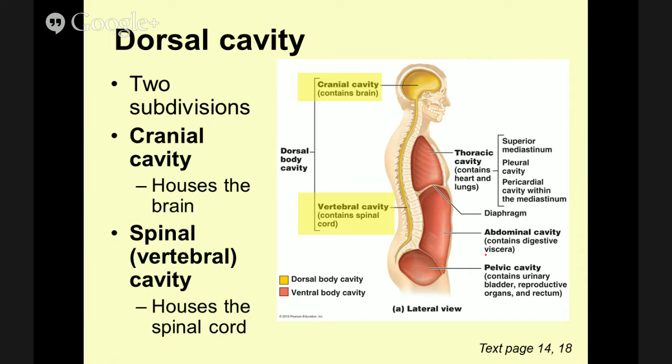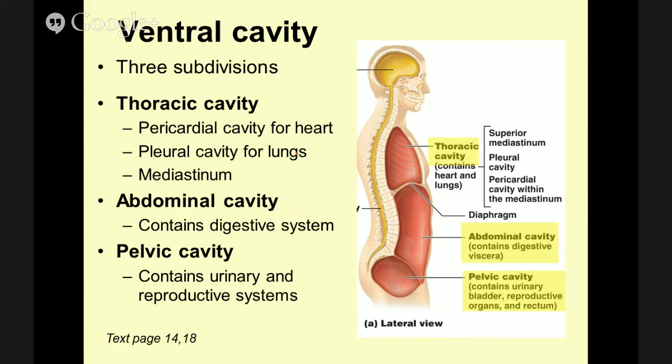So like I was saying, these slides take us through again in more detail. In your cranial cavity, you're going to have your brain. In your vertebral cavity, you're going to have your spinal cord. Both of these are subdivisions of your dorsal body cavity. And your ventral body cavity has those three subdivisions I talked about: thoracic, abdominal, and pelvic cavities.